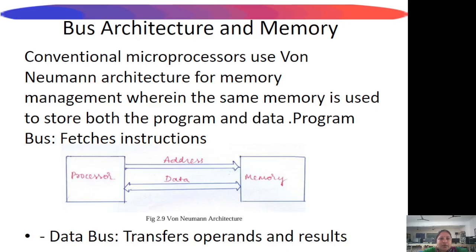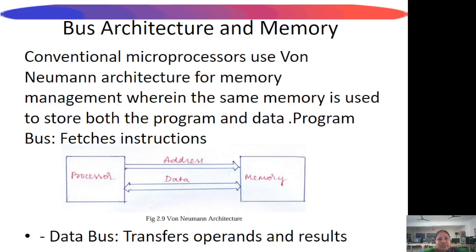Next we see about the bus architecture and memory. In that we are going to see about the von Neumann architecture. In conventional microprocessors, von Neumann architecture is used. In this architecture, a single memory is used to store both program instructions and the data. A common bus is shared for instruction fetch and data access. This creates a bottleneck known as the von Neumann bottleneck. Only one operation can occur at a time.